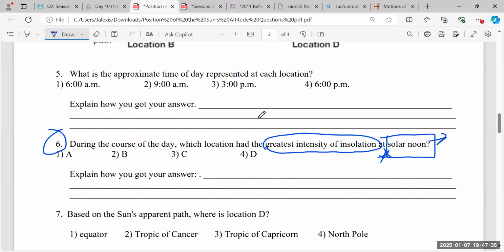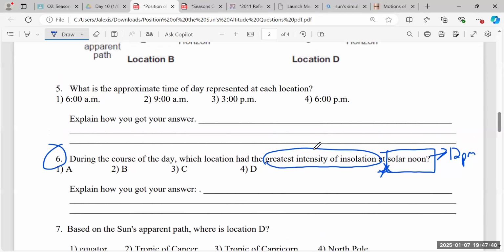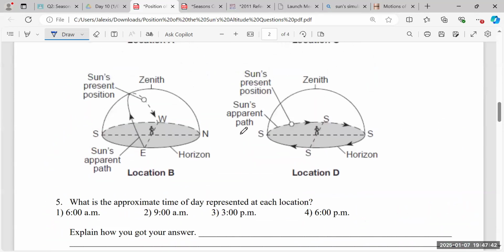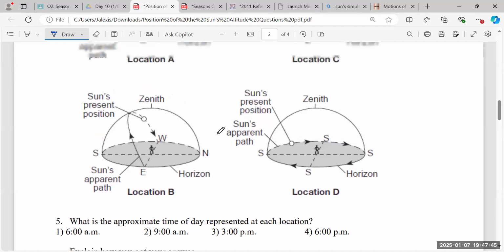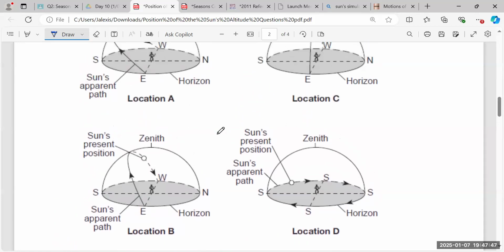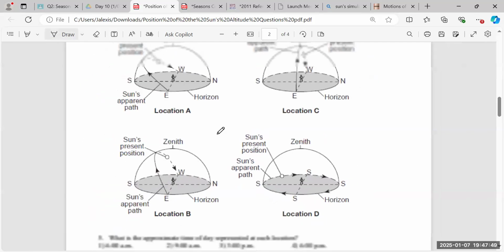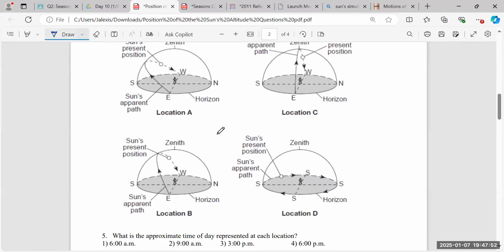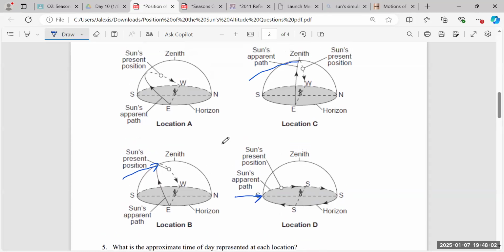What time is solar noon? 12 p.m. So at 12 p.m., which location had the highest sun's angle? Which location had the highest sun's altitude at solar noon? And so solar noon is right here. Solar noon would be right here for location D. Solar noon is right here when the path reaches the maximum height. And solar noon would be right here when the path reaches the maximum height, right?